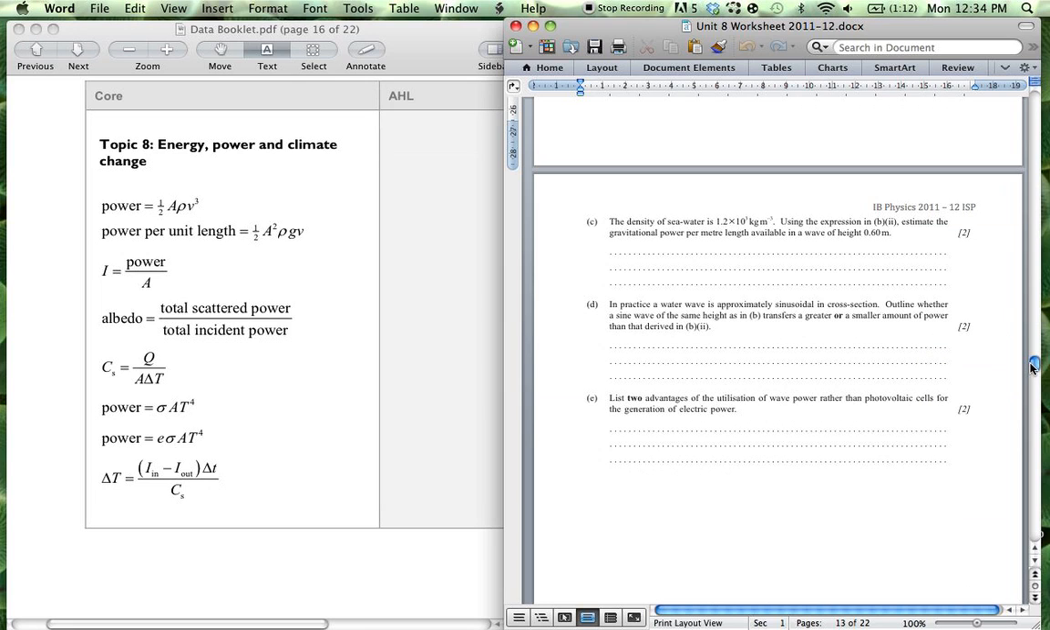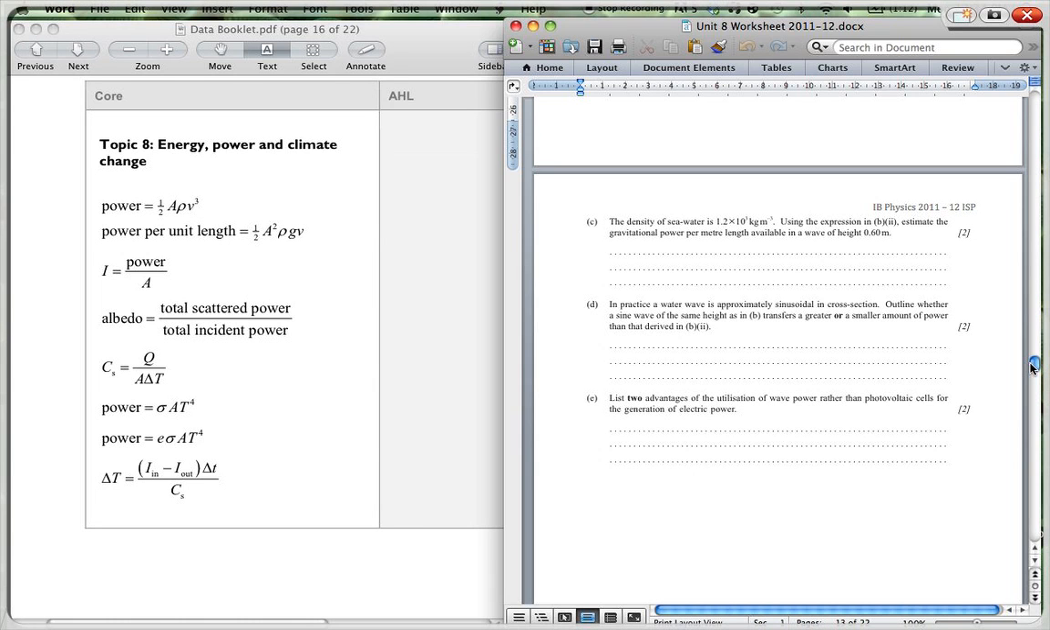So it says here the density of seawater, so we are given our rho, is equal to 1.2 times 10 to the 3 kilograms per meter cubed. So it's in the right units. Use the expression in B2 to estimate the gravitational power per meter length available in the wave height of 0.6 meters. So the important word here is this idea of estimate.